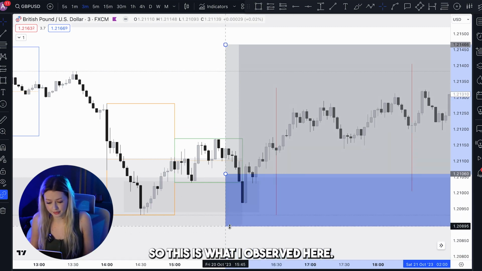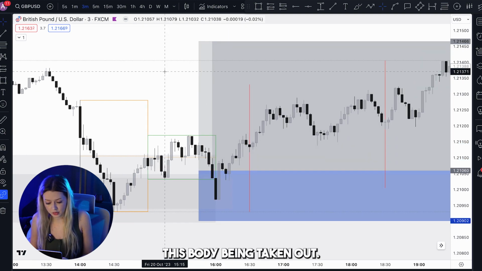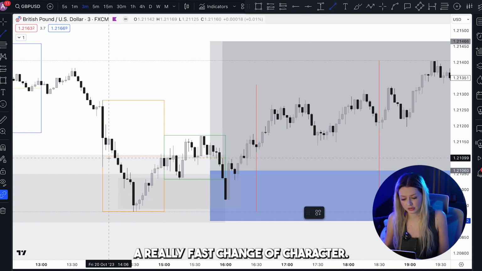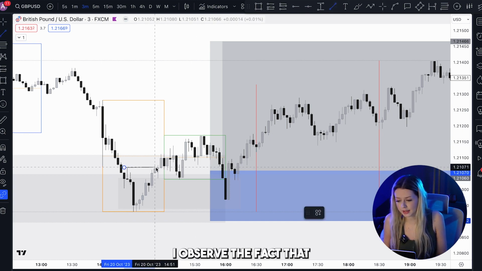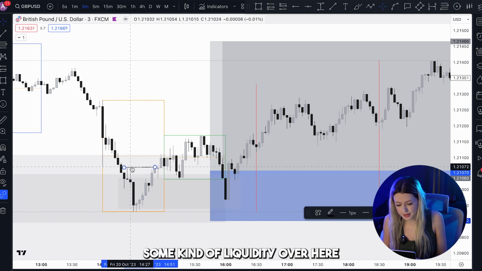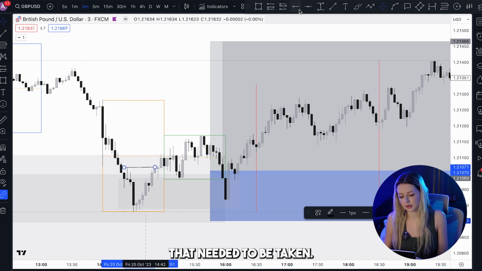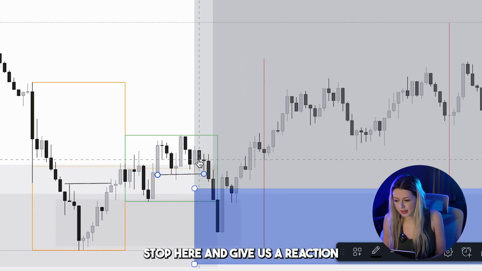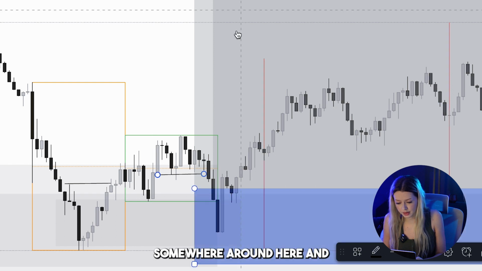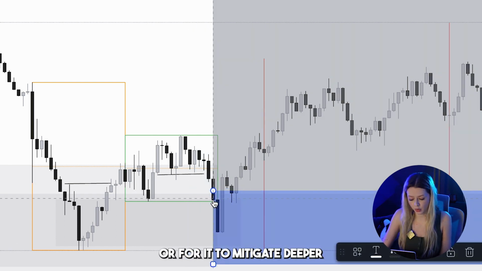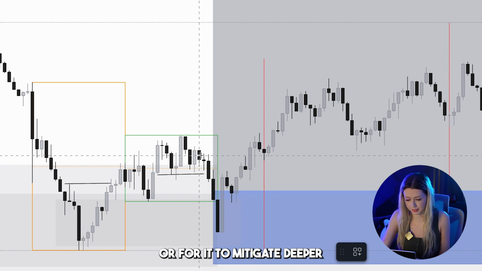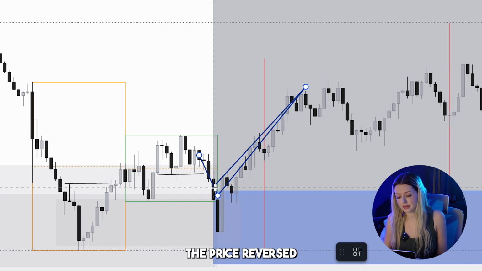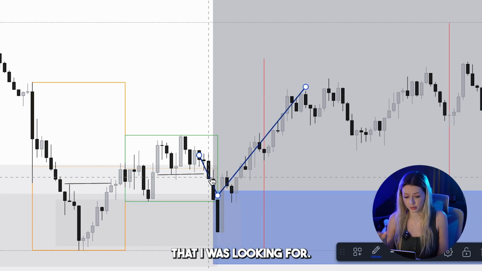So this is what I observed here. I observed this doji being taken out. So I consider this a really fast change of character. After that, I observed the fact that the price formed some kind of liquidity over here that needed to be taken. I expected the price to either stop here and give us a reaction somewhere around here and then continue bullish, or for it to mitigate deeper like it did. So I was in drawdown for a little bit, but after that the price reversed and gave me the bullish movement that I was looking for.